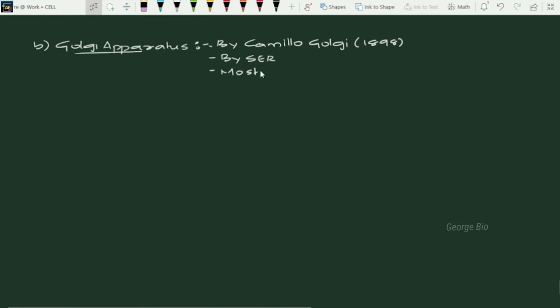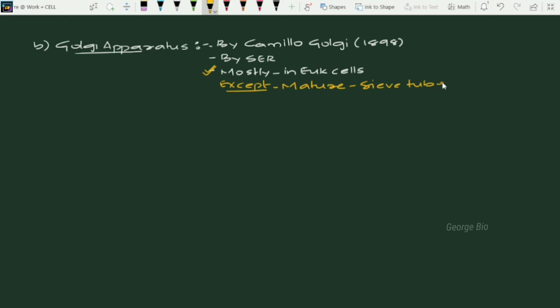In eukaryotic cells, we are saying it as mostly. Why? Because there are certain exceptions present. So what are those exceptions? Except mature sieve tubes. In case of plant cells, the mature sieve tube cells do not contain Golgi apparatus.